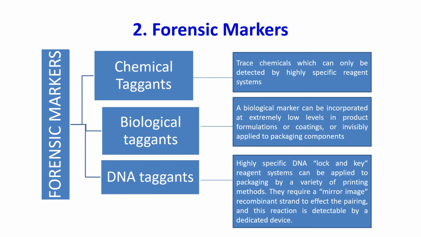Then biological taggants. As the name indicates, a biological marker can be incorporated at extremely low levels in product formulations or coatings, or invisibly applied to the packaging components. Third is DNA taggants. Highly specific DNA lock and key reagent systems can be applied to packaging by a variety of printing methods. They require a mirror image, recombinant strand to effect the pairing, and this reaction is detectable by a dedicated device. So you can understand the kinds of technology that have been applied, like chemical, biological, and DNA taggants.